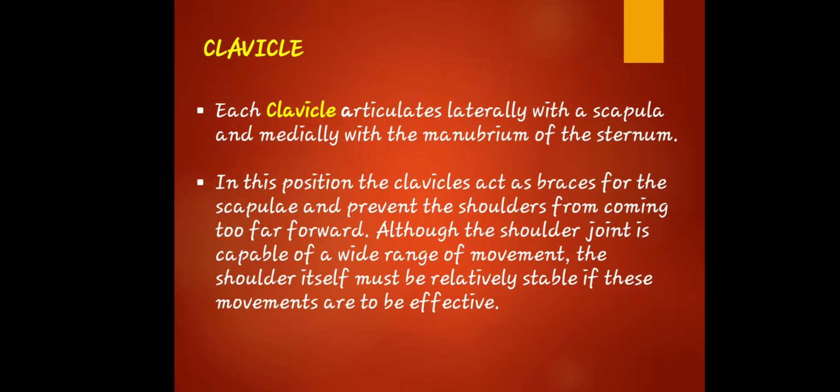Okay, another. So let's go now on discussing what is clavicle. So each clavicle articulates laterally with the scapula and medially with the manubrium of the sternum. In this position, the clavicles act as braces for the scapulae and prevent the shoulder from coming too far forward. Although the shoulder joint is capable of a wide range of movement, the shoulder itself must be relatively stable if these movements are to be effective.